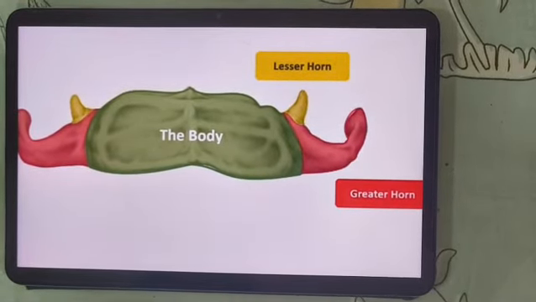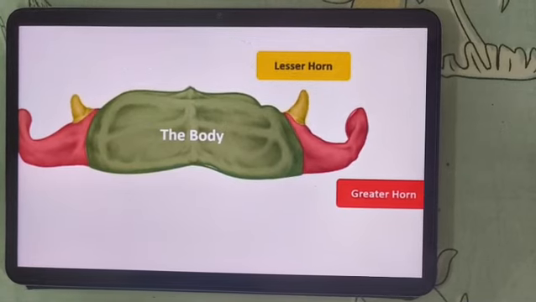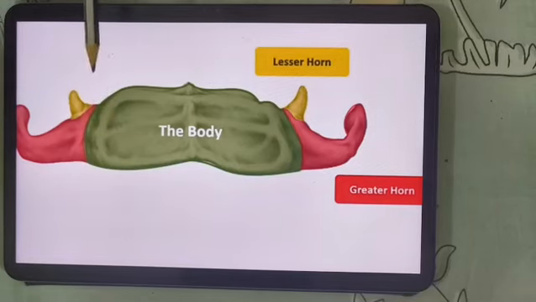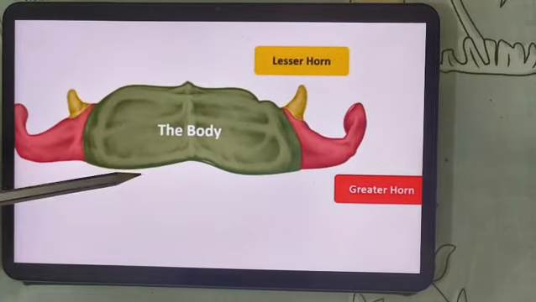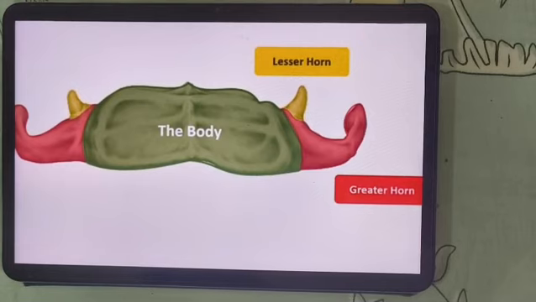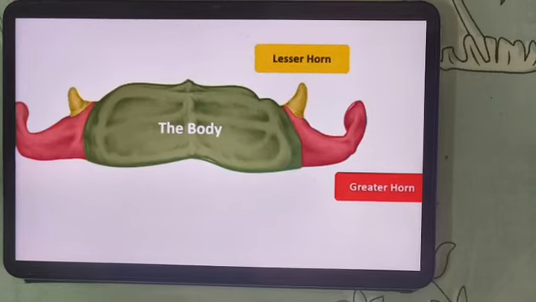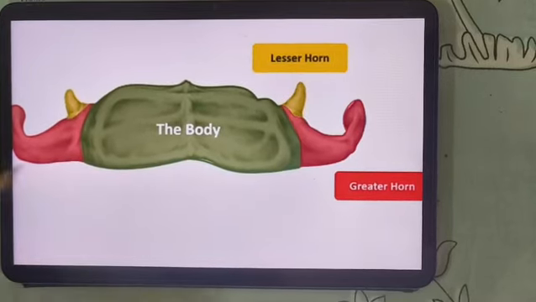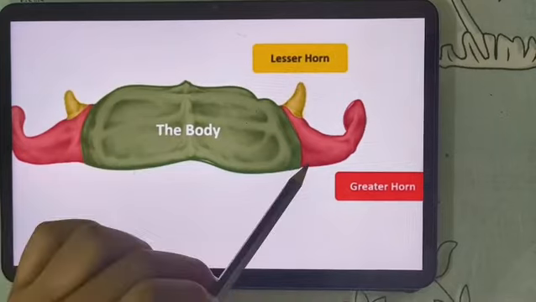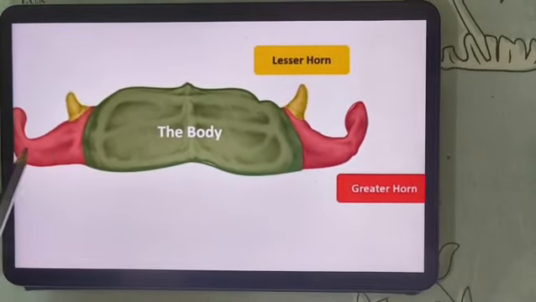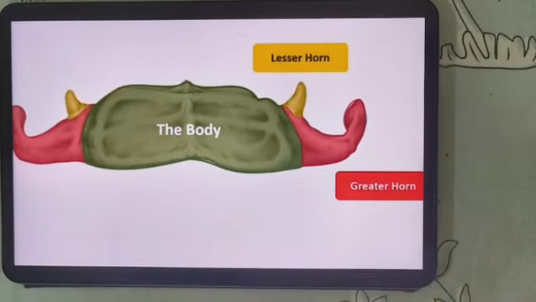Now, the body has 2 surfaces, anterior and posterior, and 2 borders, that is upper and lower. This is the anterior surface and behind is the posterior. This is the upper border and this is the lower border. The anterior surface is convex and is directed forwards and upwards. And the posterior surface is concave and is directed backwards and downwards. Each lateral end of the body of the hyoid bone extends backwards and continues with the greater cornua.